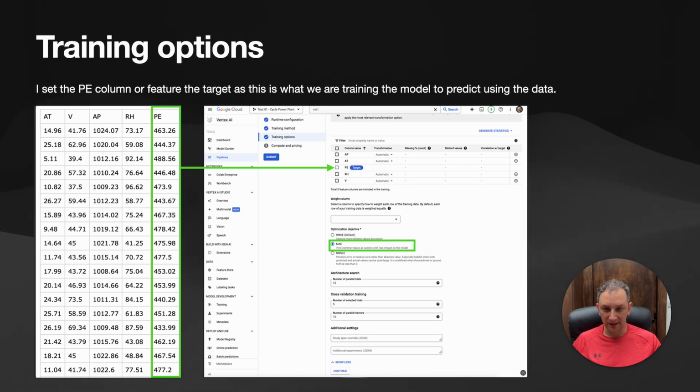This is what we're training the model on, and I went for mean absolute error. It's one of the most commonly used loss functions for regression. And MAE helps to formulate learning problems into optimization solutions. It's also quite easy to understand for regression problems. And I went for cross-validation of 5 trials, which computationally is less expensive.